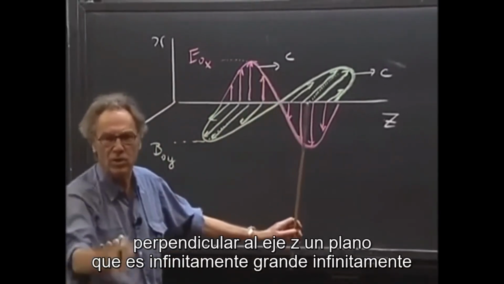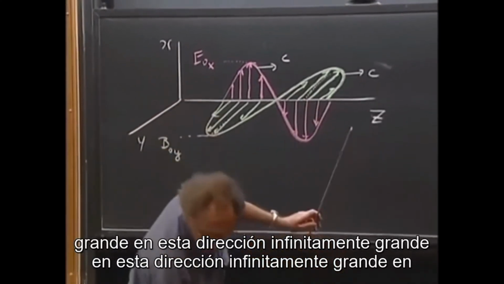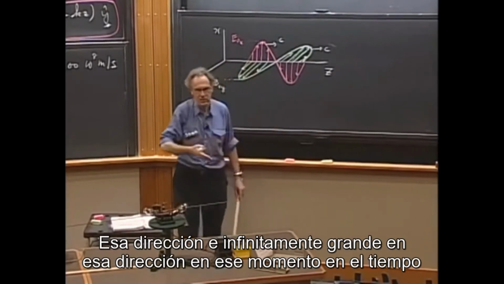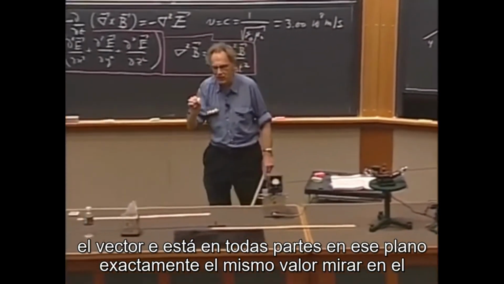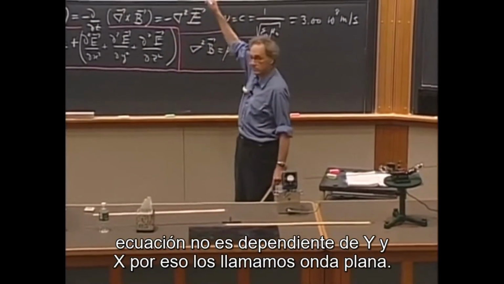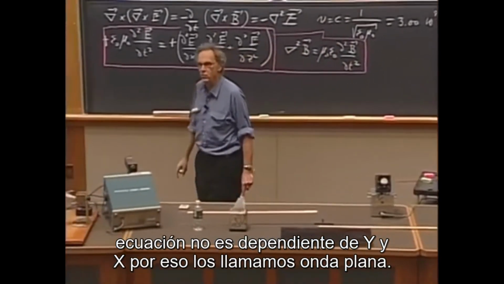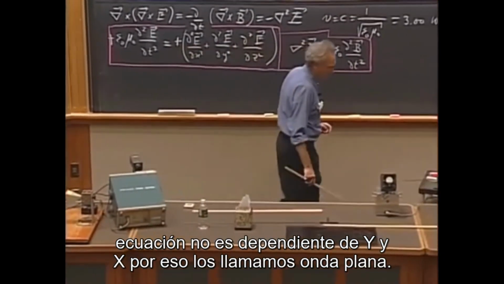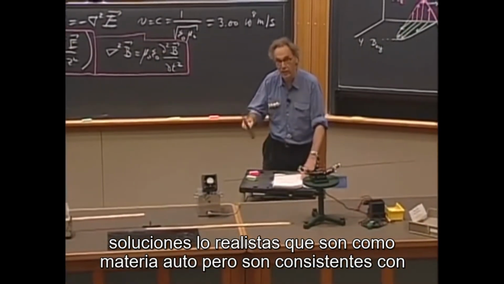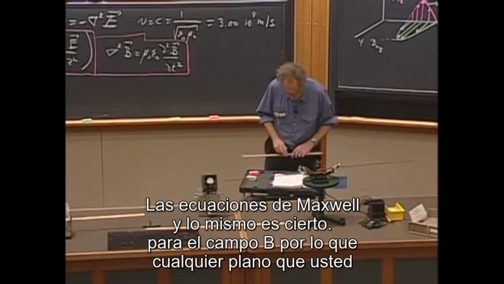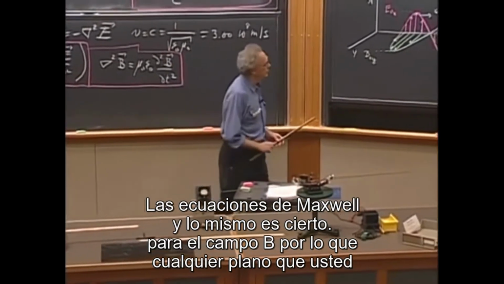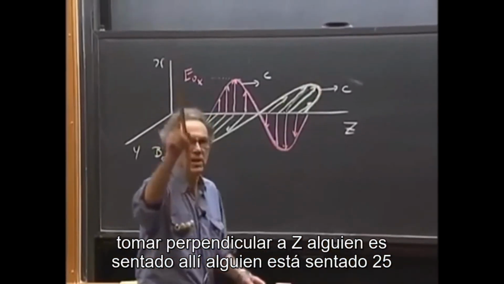And if you take any plane perpendicular to the z-axis, a plane which is infinitely large in this direction, infinitely large in that direction, at that moment in time, the E vector is everywhere in that plane exactly the same value. Look at the equation. There is no dependence on y and x. That's why we call them plane wave solutions. How realistic they are is another matter, but they are consistent with Maxwell's equations. And the same is true for the B field.